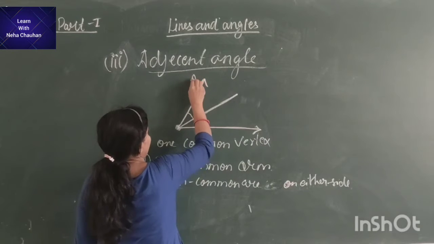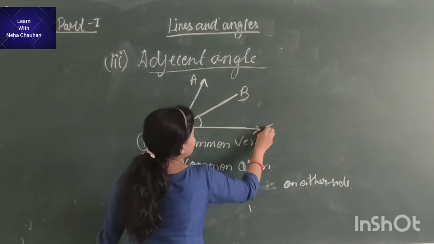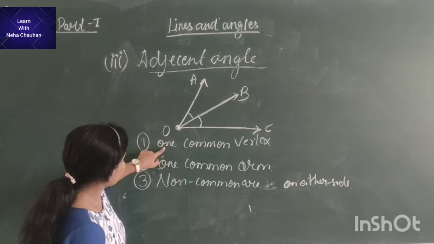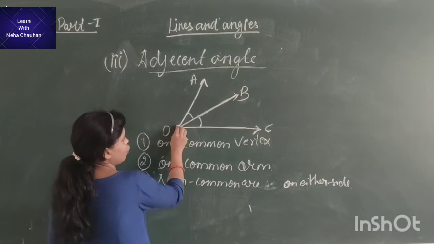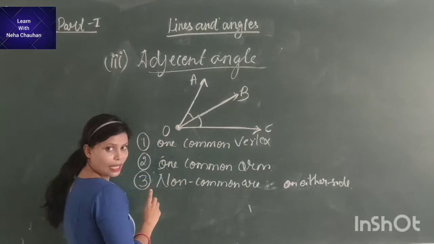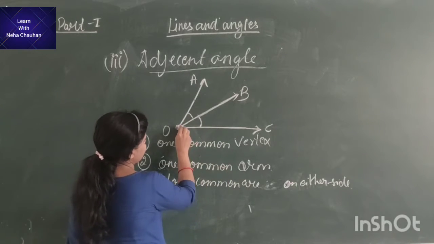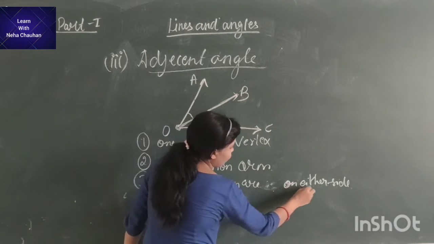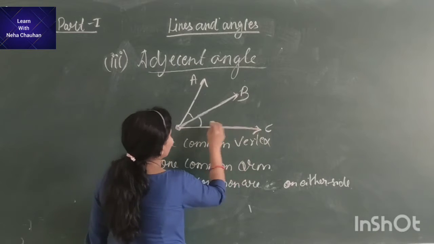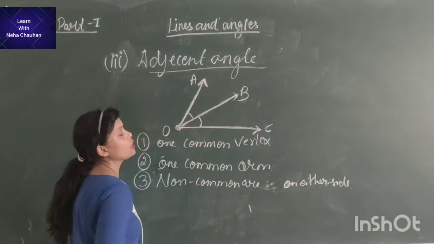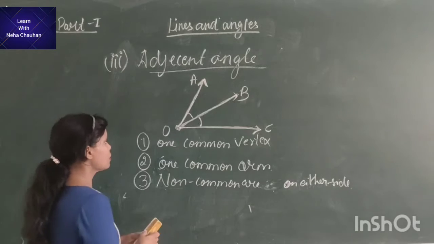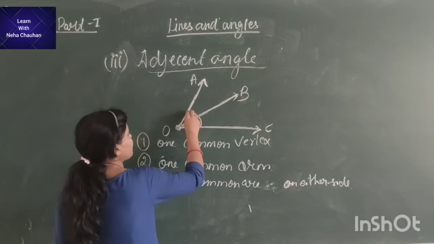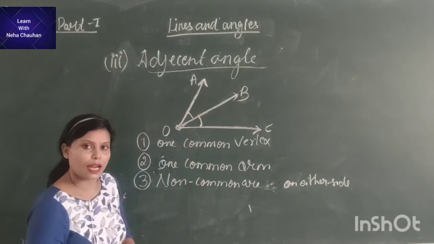So let's see whether they are following these or not. If I say this is A, O, B and C. The first property is one common vertex. This is the common vertex for all of the angles. One common arm. So this is the common arm we have. Non-common arms on either side. These are the non-common arms and they are on the opposite sides. That means this follows these properties, so these are adjacent angles.